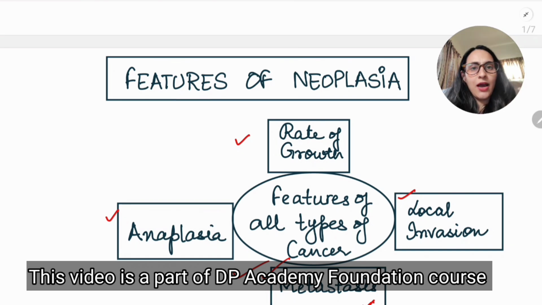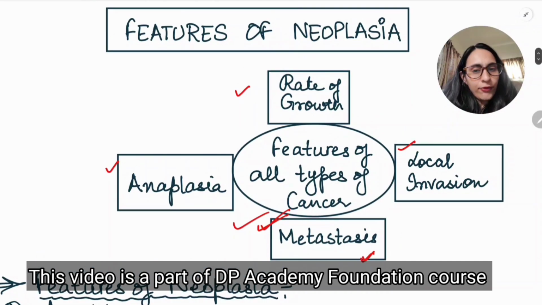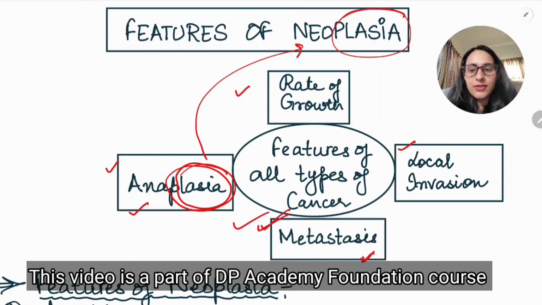So if in the exam they ask for a sure or reliable sign of malignancy or cancer, it is going to be metastasis. Metastasis is when from one area, it has spread to some other area. So that means we know for sure that there is a malignancy. Apart from that, we have features like anaplasia, which is a hallmark of neoplasia. You can easily remember that anaplasia is a hallmark of neoplasia. We have local invasion of the cancer cells, and also there is a rate of growth.